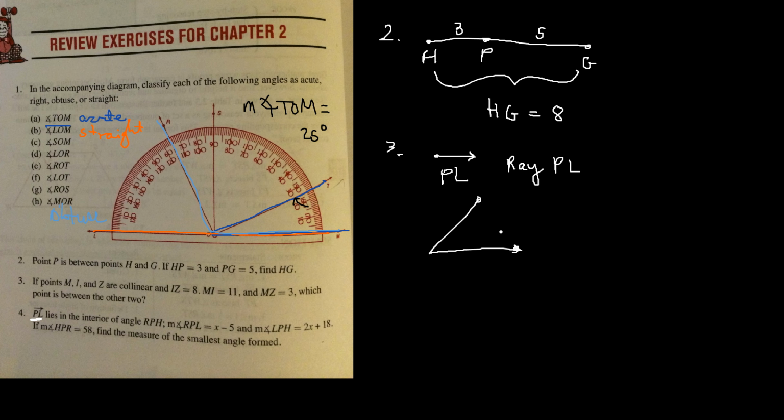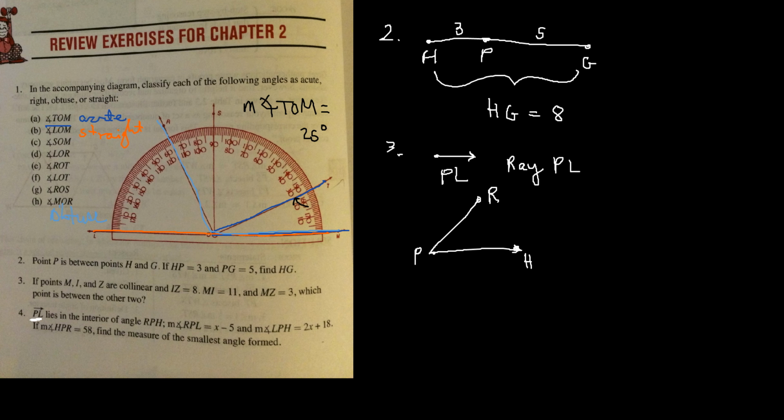So we're just going to draw, I just always draw these nice acute angles. So this is R, P, H. It's telling us that PL lies in the interior. We don't know anything about that yet, I don't believe. So it says it lies in the interior.